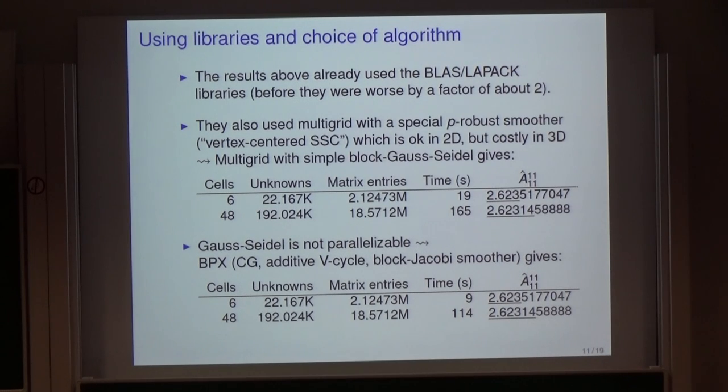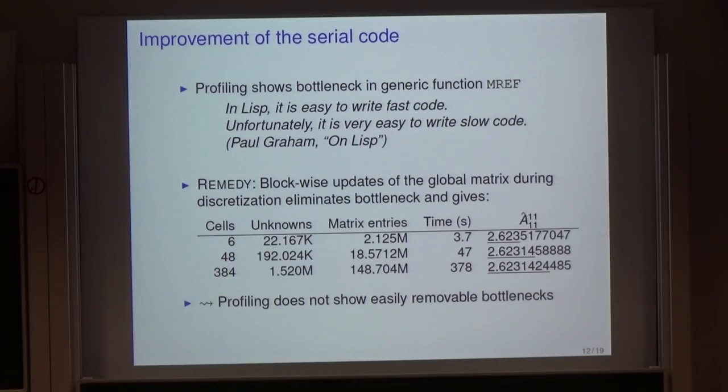That was the one which probably gave the most. Then improvement of the serial code. Profiling is the thing you have to do in every case. And then I want to remind of this very well-known quote of Paul Graham: it is easy to write fast code. Unfortunately, it is very easy to write slow code.